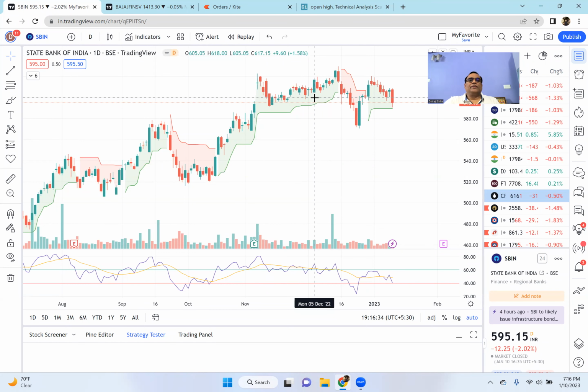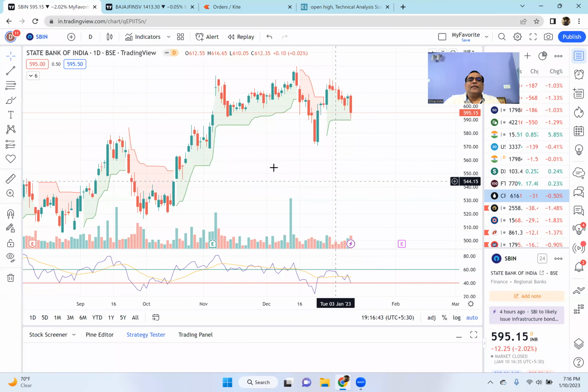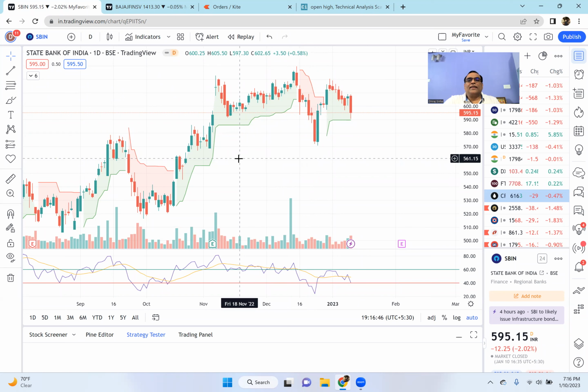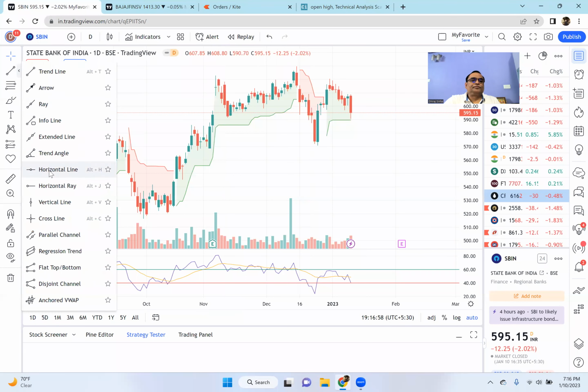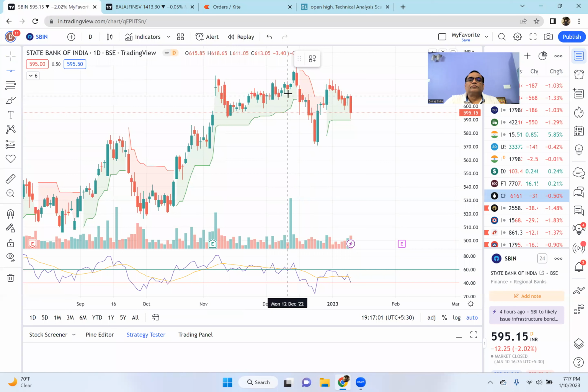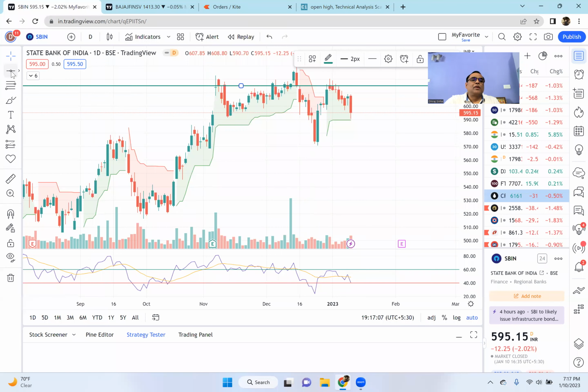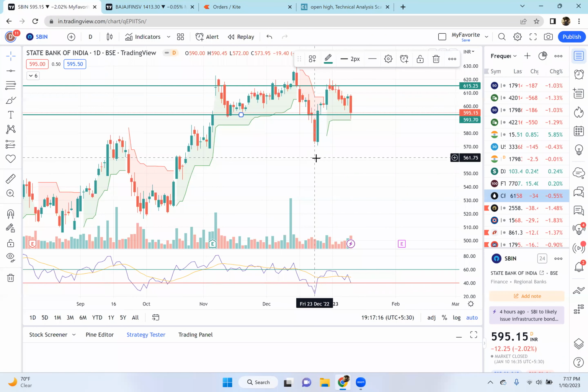Now, the second you spot an inside candle, what do you do with it? Once we spot the inside candle, we mark the high and the low of the mother candle. Let me come back to maybe this candle. We can mark the high and the low. This is the high, and this is the low. I'll reduce this. So we have marked the high and the low.